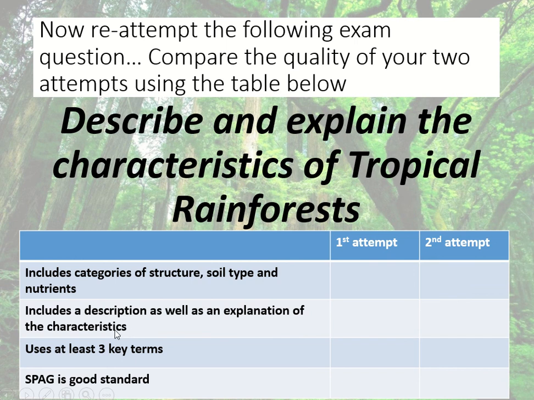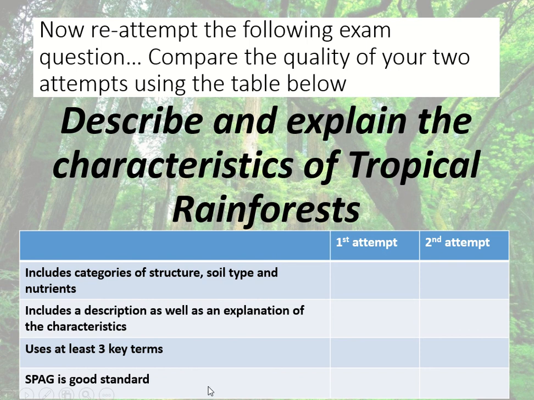I'd like you to include an explanation as well as a description. Okay, so try and include which means that, or this is because, to get those explain question answers. Okay, that's the really tough bit of this. 3 key terms should be easy to fit in there. You've got loads now. There's things like relief you can talk about. You could talk about emergent layer, canopy layer. You could talk about leaching or runoff. They're all key terms that you've picked up from the session so far. And just keep an eye on your SPAG.